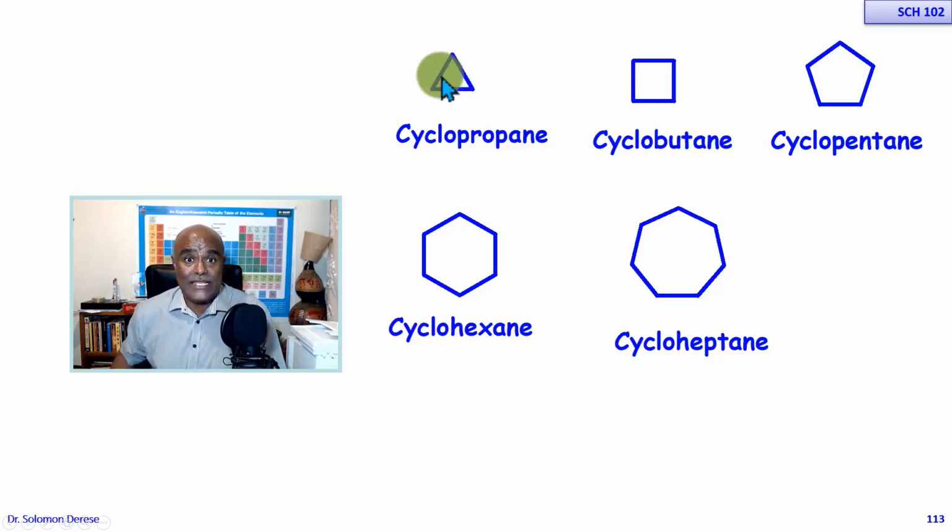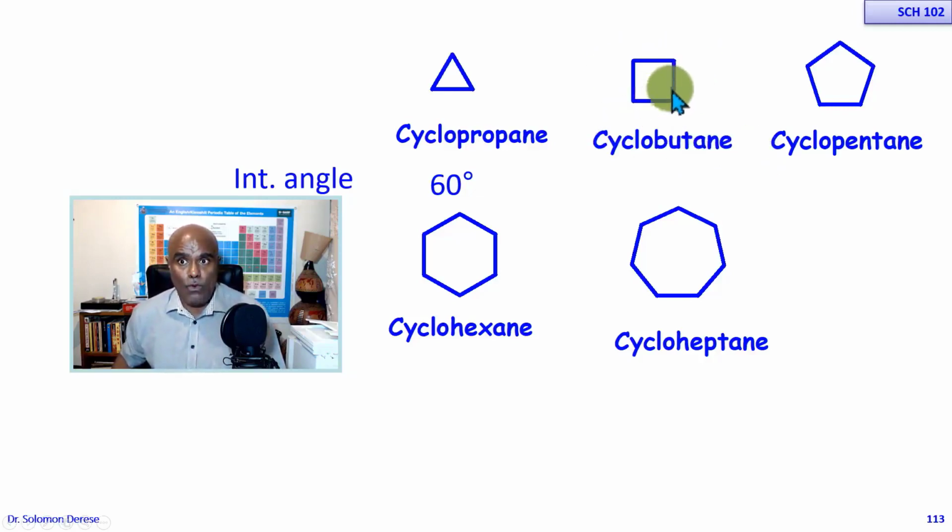As a result, the internal bond angle in here is 60 degrees. And then when you look at cyclobutane, cyclobutane is like a square. It's a square with all four sides being the same. As a result, all the four angles being the same. So if you calculate the internal angle of a cyclobutane, or the bond angle of a cyclobutane, you'll find it is 90 degrees.